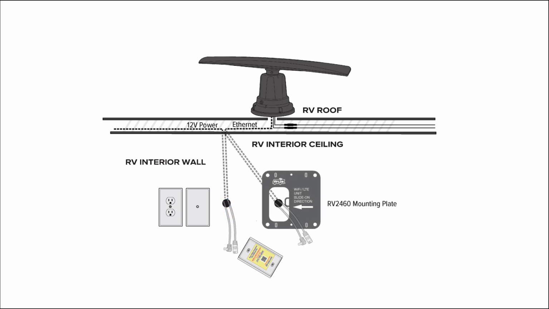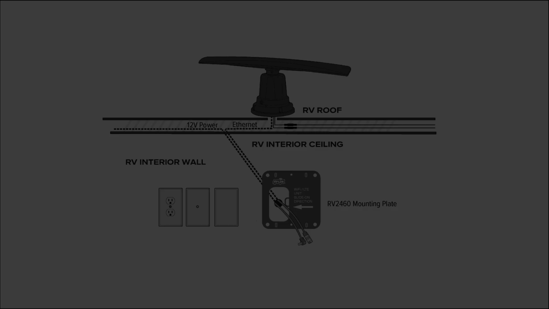Remove yellow RV Link sticker and reattach standard wall plate after power and Ethernet cables are run into new installation hole. Refer to supplied manual for LTE and Wi-Fi setup and activation.